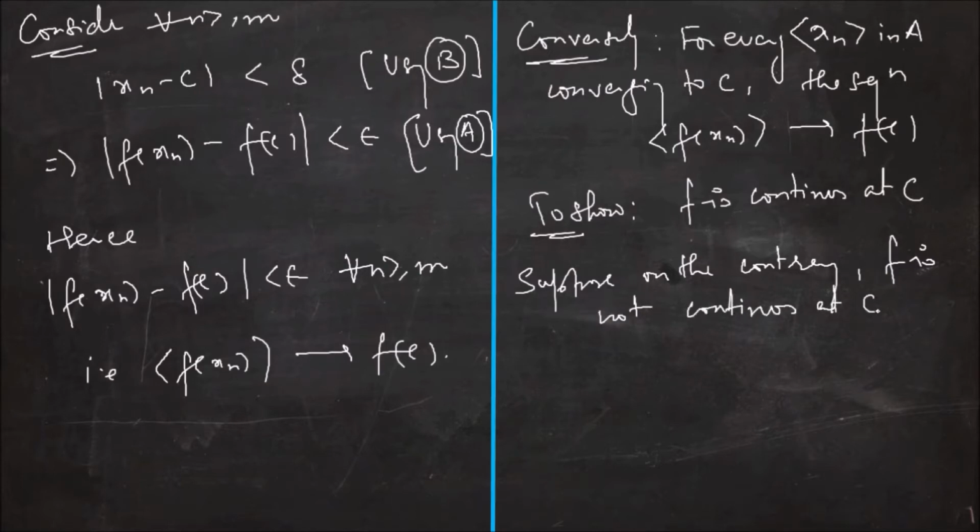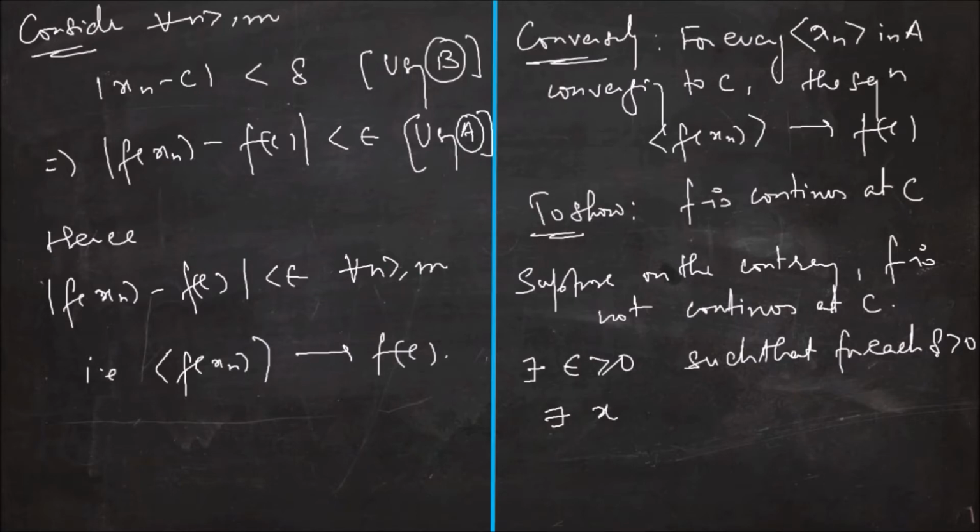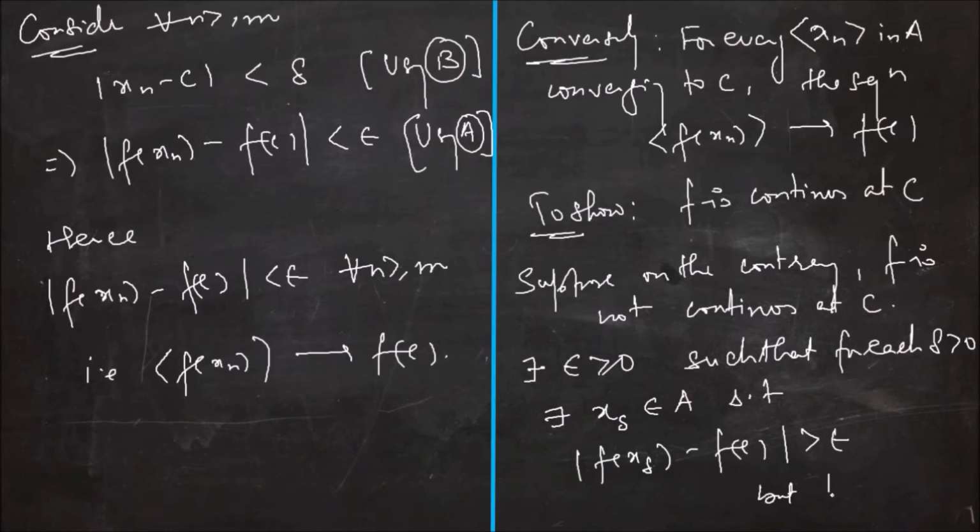So if f is not continuous at c, then we will negate the definition of continuity. So there exists epsilon greater than 0 such that for each delta greater than 0 there exists x depending on this delta, so I will mark x_delta belonging to A such that |f(x_delta) minus f(c)| is greater than or equal to epsilon, but |x_delta minus c| is less than delta. So mark this as B.